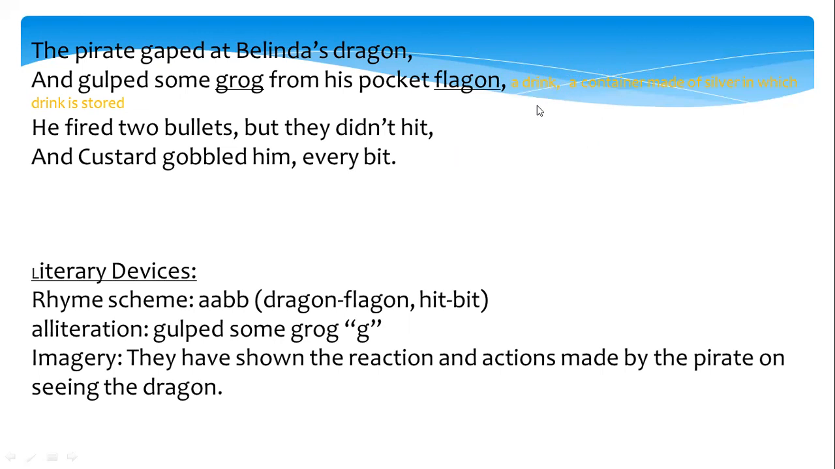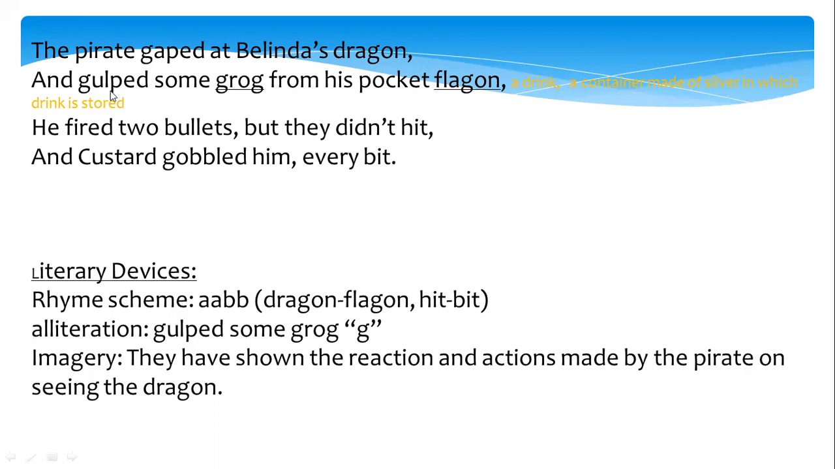So what happened here? All the other creatures that were earlier described as very brave got frightened. The dragon did the most unexpected thing here. And what did he do? The pirate was so shocked by the dragon's reaction that he opened his mouth wide with shock. To gather some strength, he drank some alcohol from a container in his pocket. So here, grog is a kind of drink typically drunk by sailors. So here, gulped.